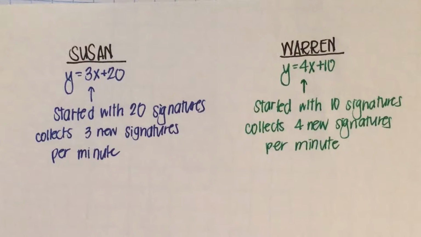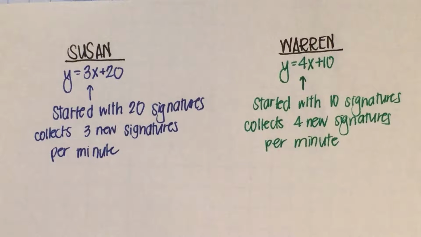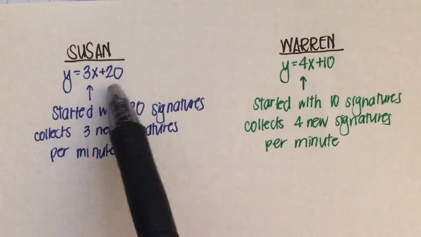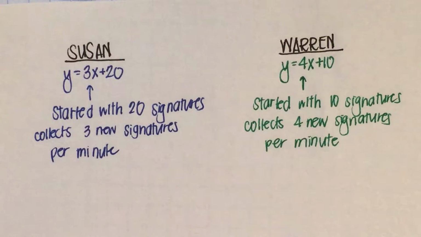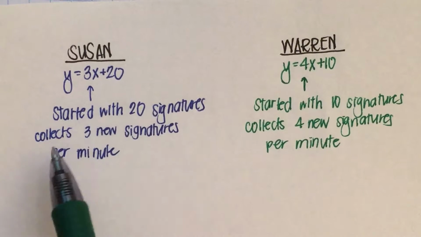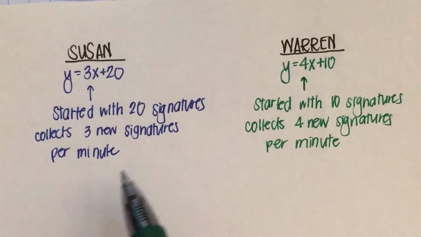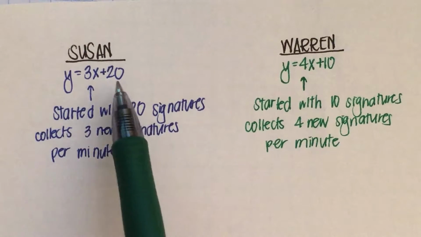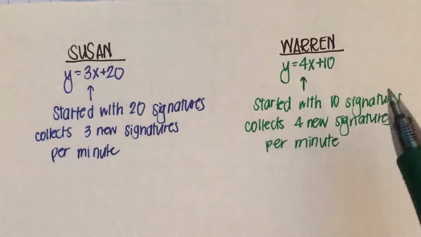This video is going to be how to solve the Susan and Warren collecting signatures problem using elimination. So if you remember, the slope-intercept form was y is equal to 3x plus 20 for Susan, and Warren was y is equal to 4x plus 10. And what we have is that Susan started off with 20 signatures and is collecting 3 new signatures per minute. So starting point and the rate, y-intercept and the slope.